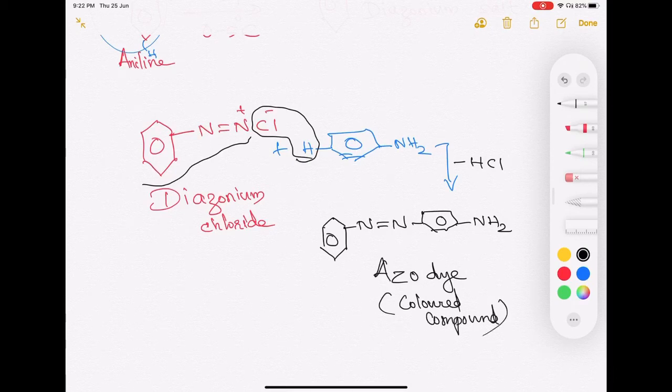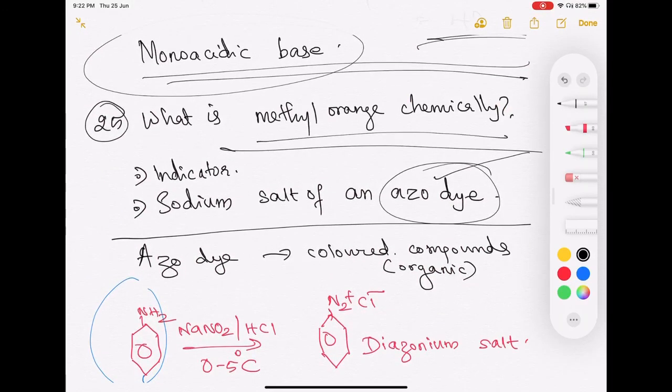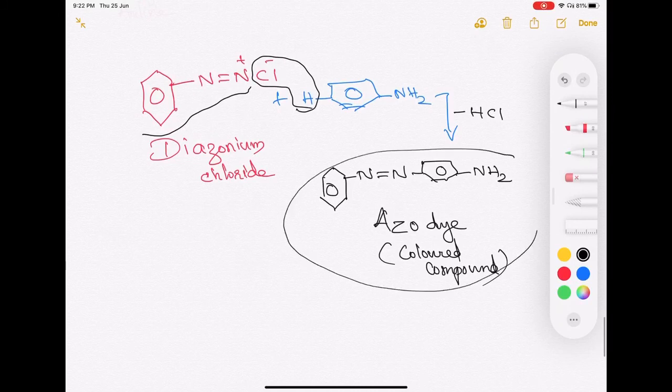So this is the basic idea. So what was the purpose of telling all these things? What methyl orange is, chemically: it is an indicator which changes its color at the end point, and it is a sodium salt of an azo dye. So this azo dye reacts with sodium to form sodium salt. Different types of azo dyes are present, and this is one yellow colored azo dye. So after reaction with sodium we are getting methyl orange. Okay, so that is the basic thing.